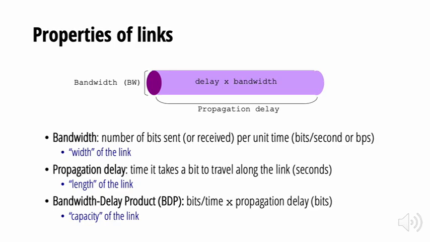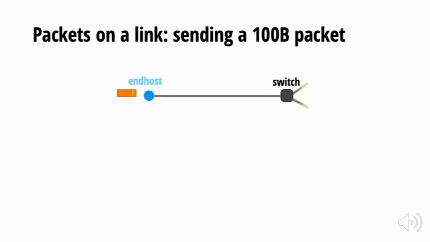So these three properties are really critical, and you should fully internalize what they mean, because they have a lot to do with reliability, delay calculations, and congestion control when we get to that later in the lecture. Let's walk through one packet going across one link in the context of these properties.